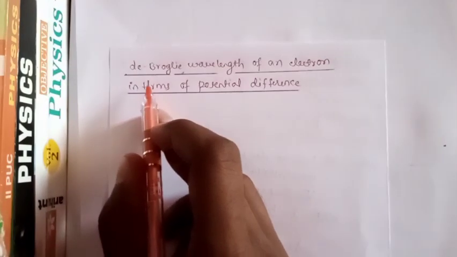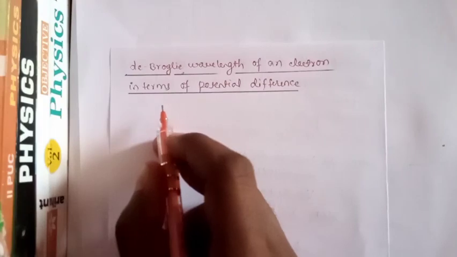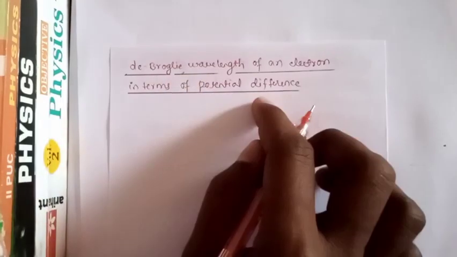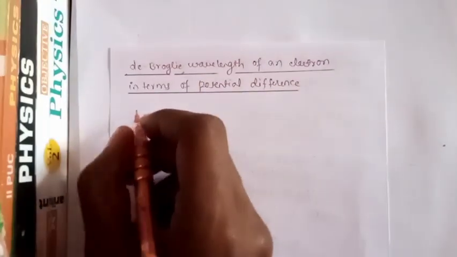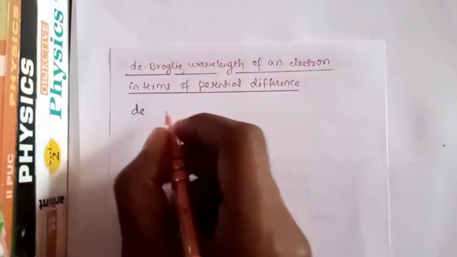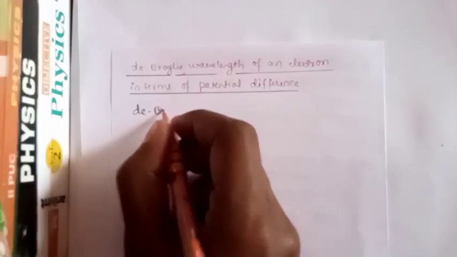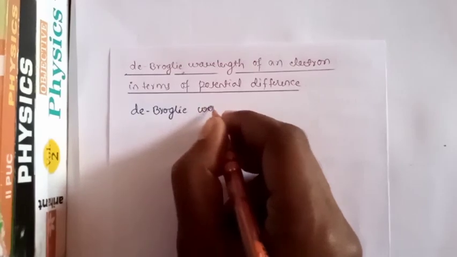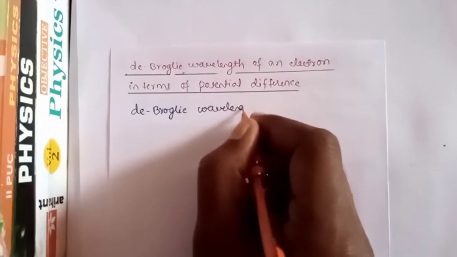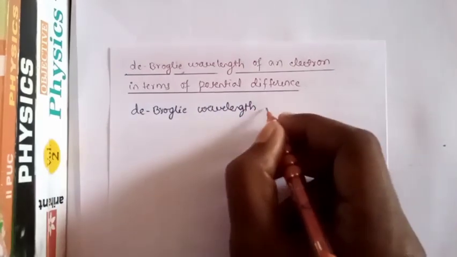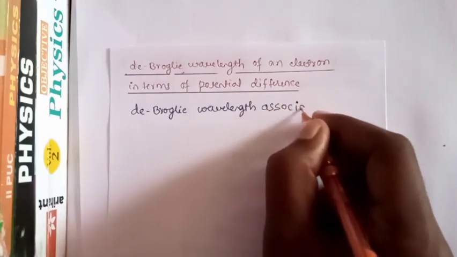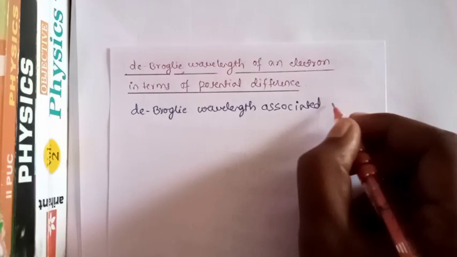Okay, so next one, de Broglie wavelength of an electron in terms of potential difference. Already we know what is the relation between the de Broglie wavelength and potential difference. But here the de Broglie wavelength associated with an electron. The particle is given. What is that particle? That particle is an electron.